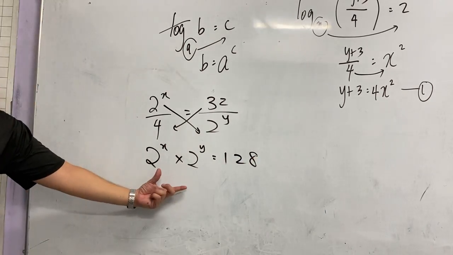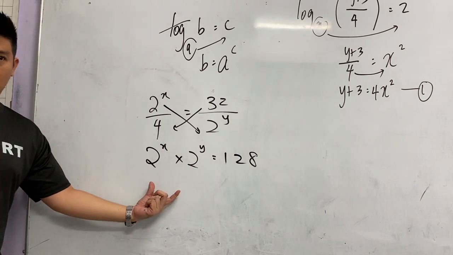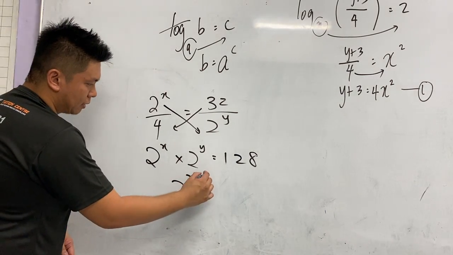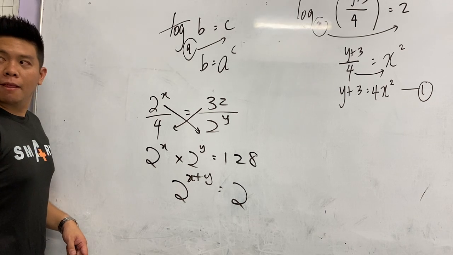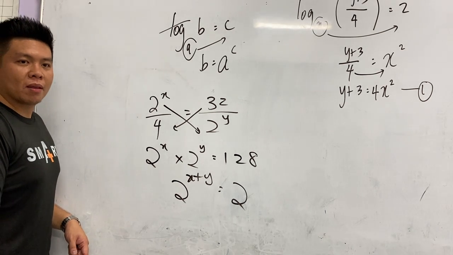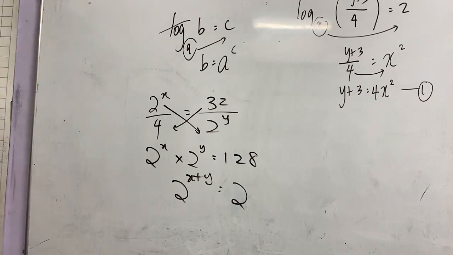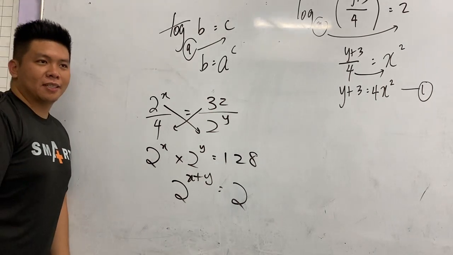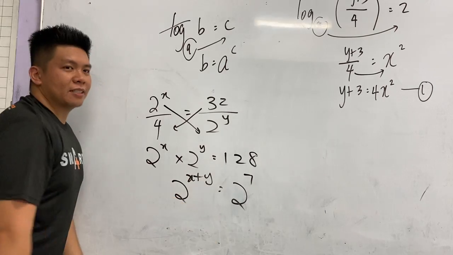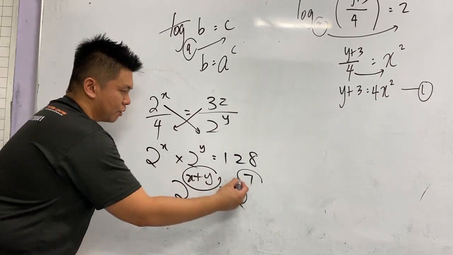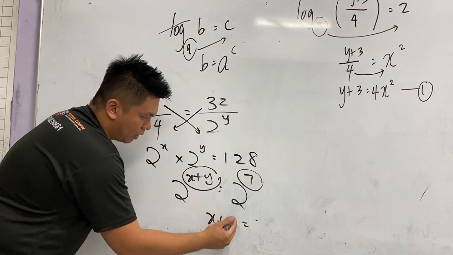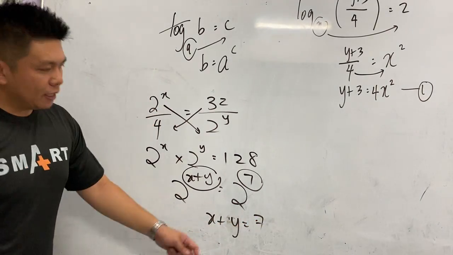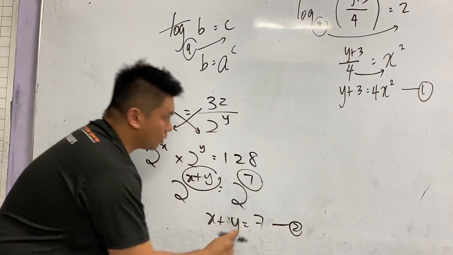Okay, tell me what happened here. 2 to the power of X plus Y equals 128. 2 to the power of what? Check one by one, 2 to the power of 3, 2 to the power of 4. 2 to the power of 7. So what do you get here? X plus Y equals? Yes. Sorry, X plus Y equals 7. Okay. So we get this, this is the second equation. Are you able to solve it now?